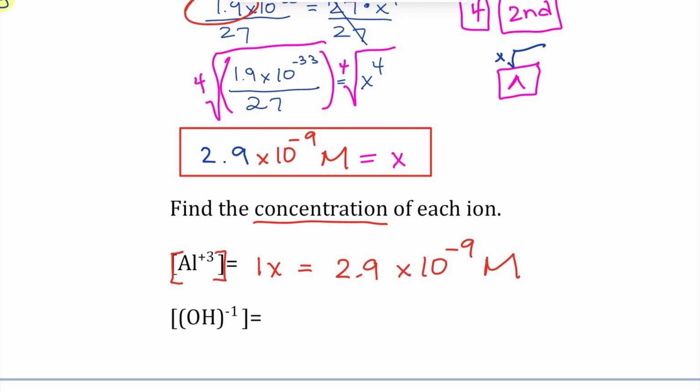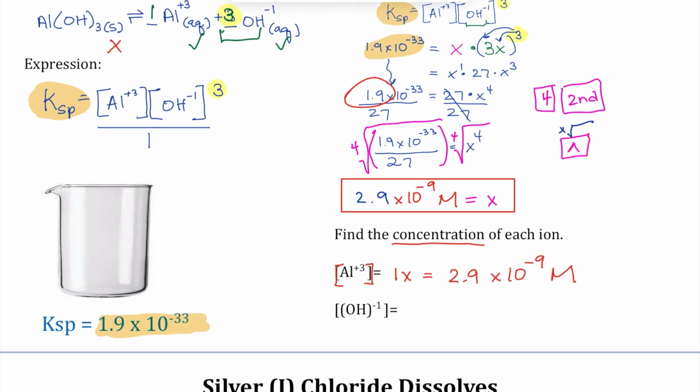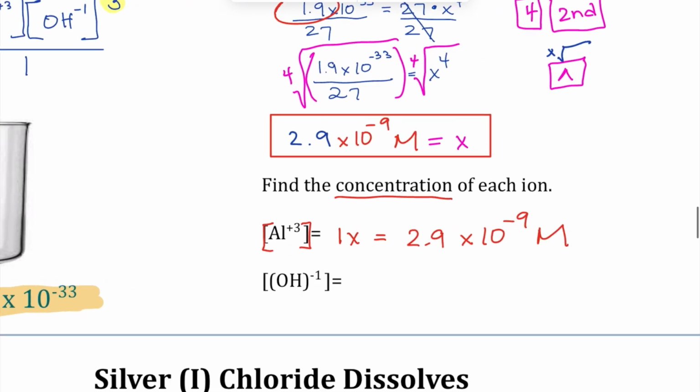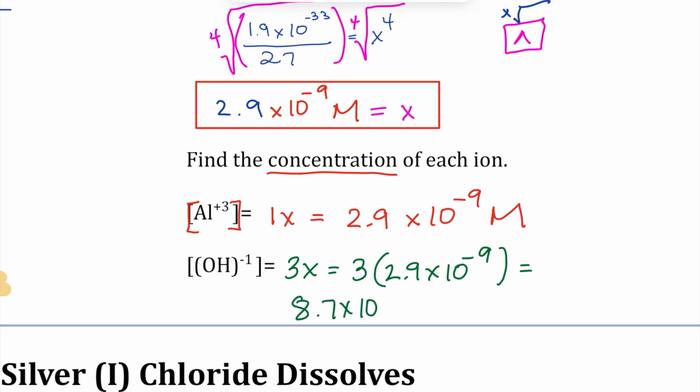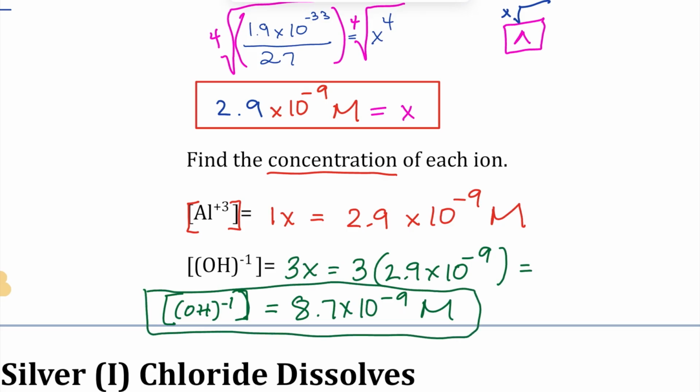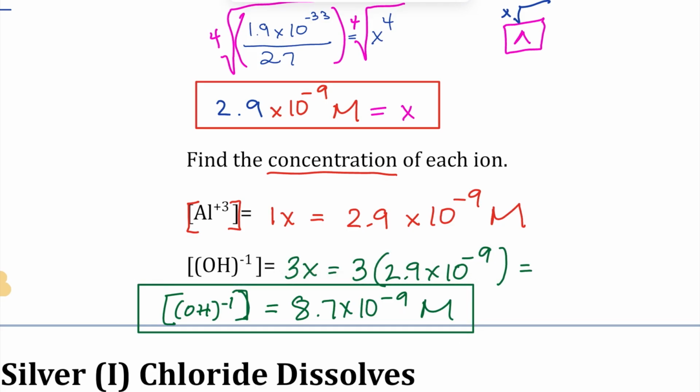If we look at our hydroxide, well, our hydroxide was balanced with a 3. We had a 3x. So that means that as we go through, we need to then put in 3x. So we're going to do 3 times 2.9 times 10 to the negative 9th to get that molar concentration of that ion. And I got 8.7 times 10 to the negative 9th molar. That's the concentration of those OH ions, because we have 3 OHs to every 1 aluminum.